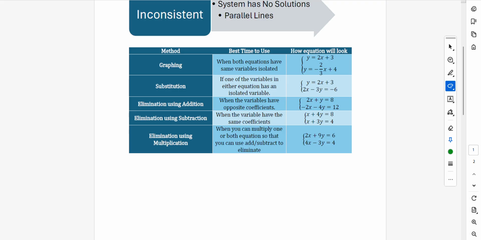And the nice thing is we're just using the graphing calculator. So we're going to review how we find the intersections of lines. There is then substitution. If one of the variables in either equation has an isolated variable, we substitute. Another way of thinking about this is you're plugging things in.